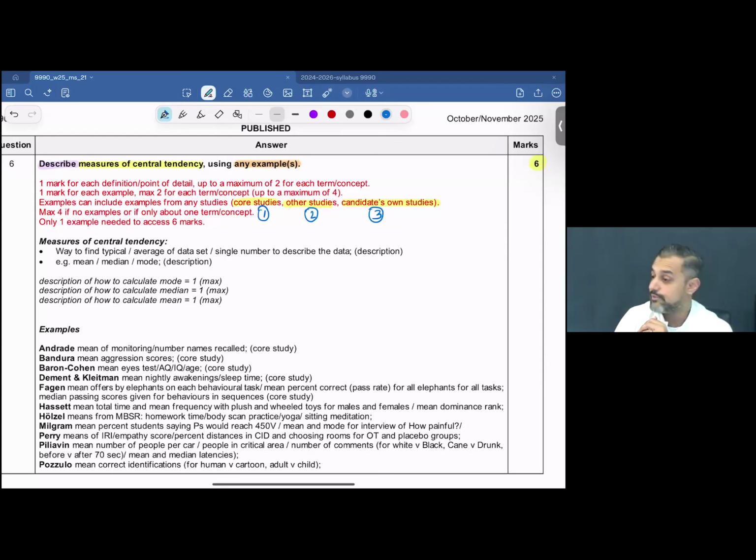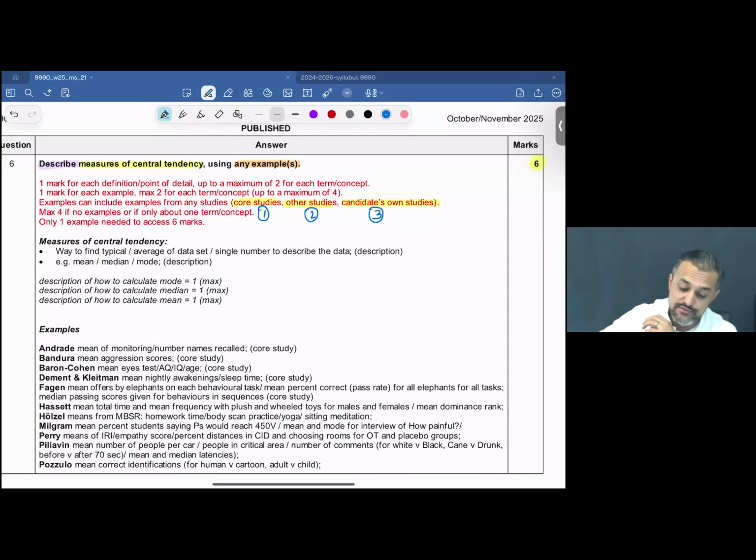You just need to demonstrate your strong grip over whatever the methodological concept is that the examiner wants you to describe. So having a look at the generic marking scheme, you see it in red: 1 mark for each definition or point of detail, up to a maximum of 2 for each term or concept. Now, describe measures of central tendency.